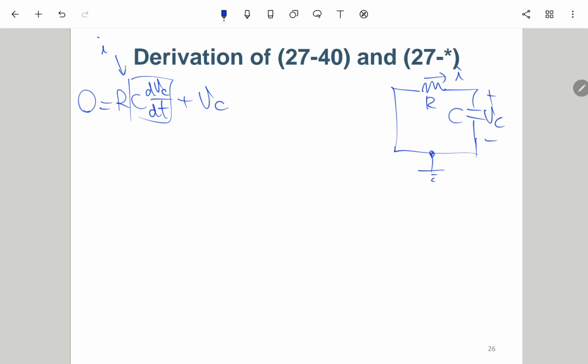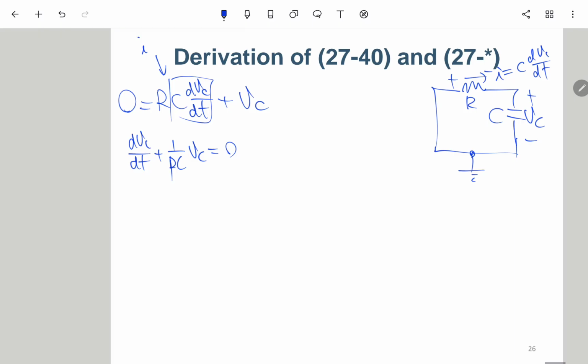So we start from here: plus 0 equals this part, R times I, which is C dVc/dt. The current direction is like this, so this is plus, this is minus, going down and then going down again. So we have RC dVc/dt plus Vc to be 0. Here we have dVc/dt plus 1 over RC Vc equals 0.